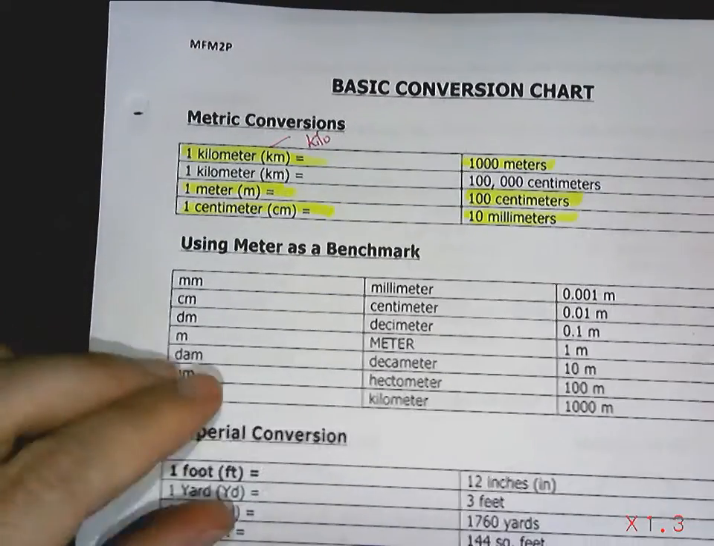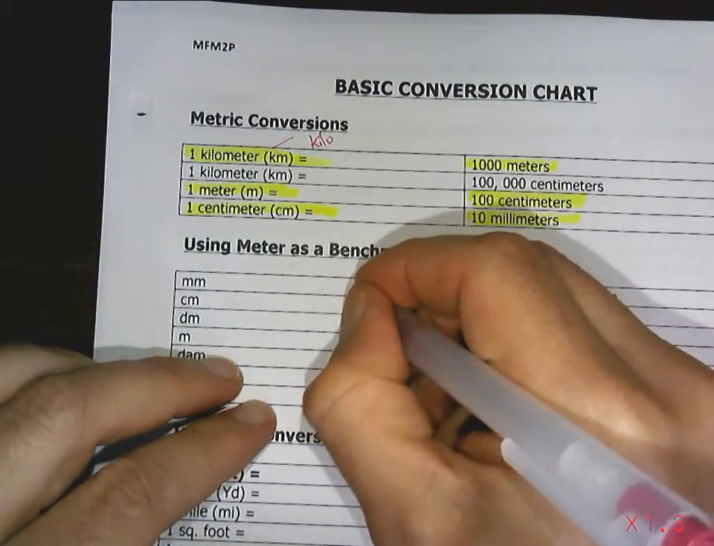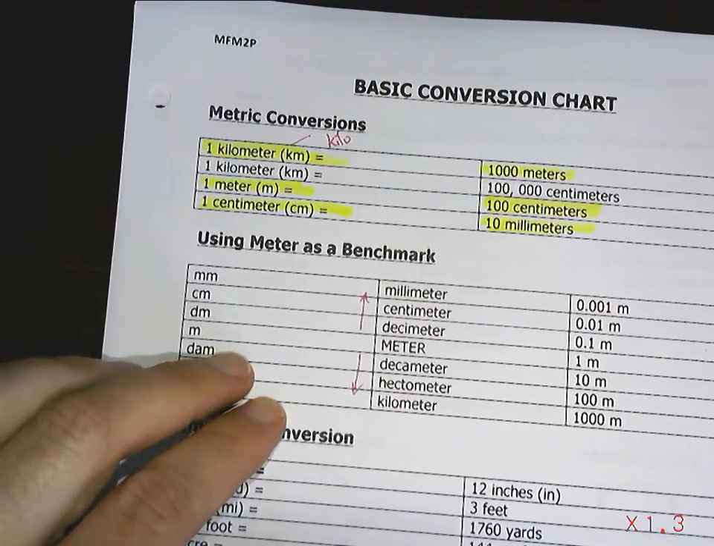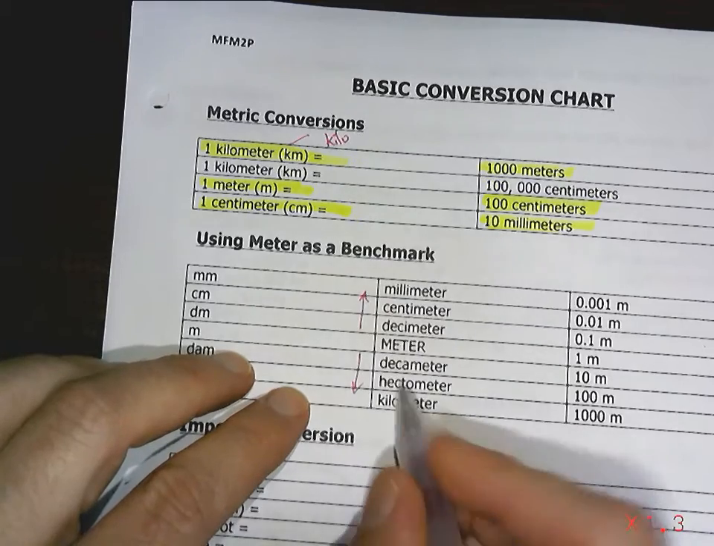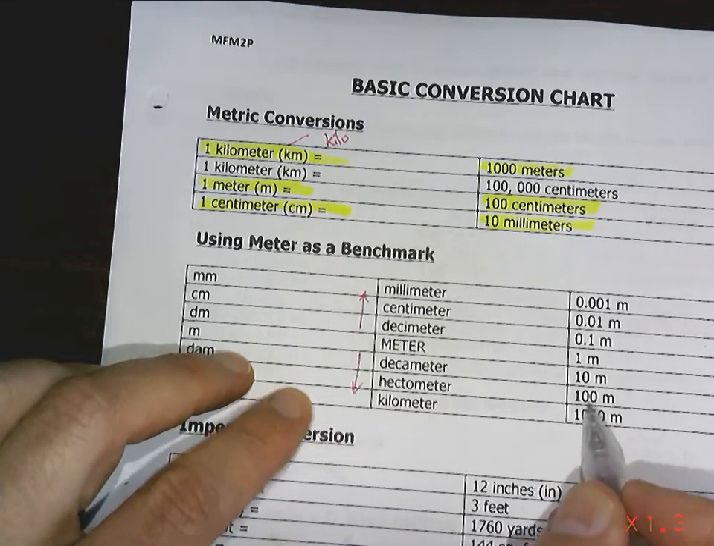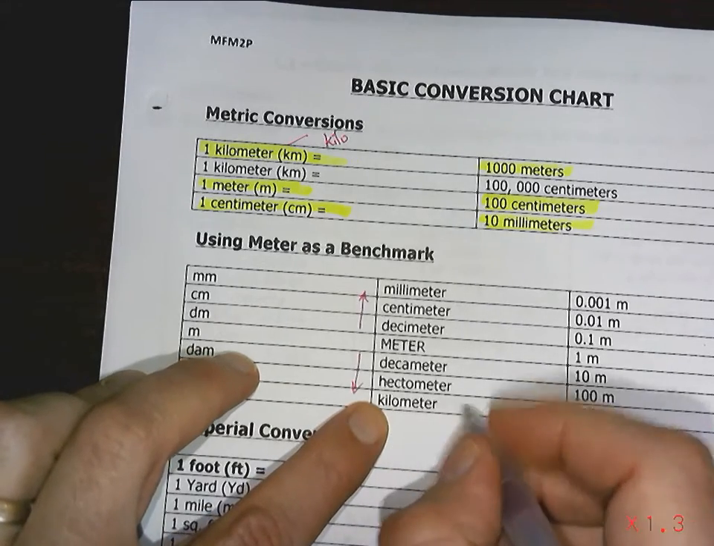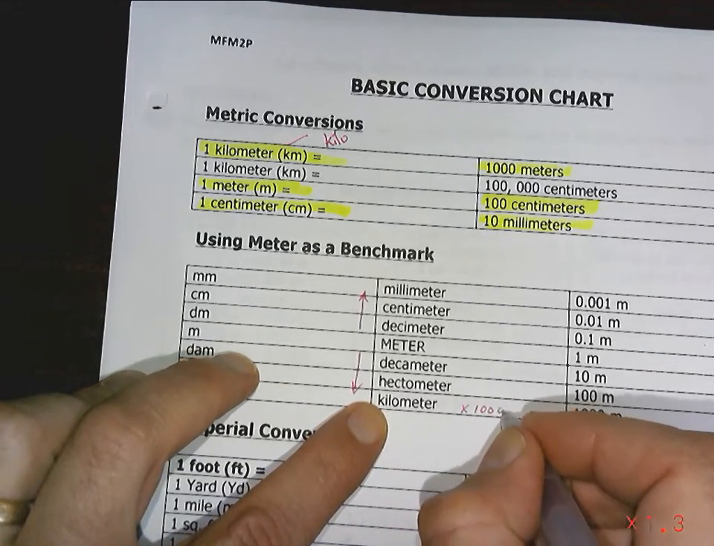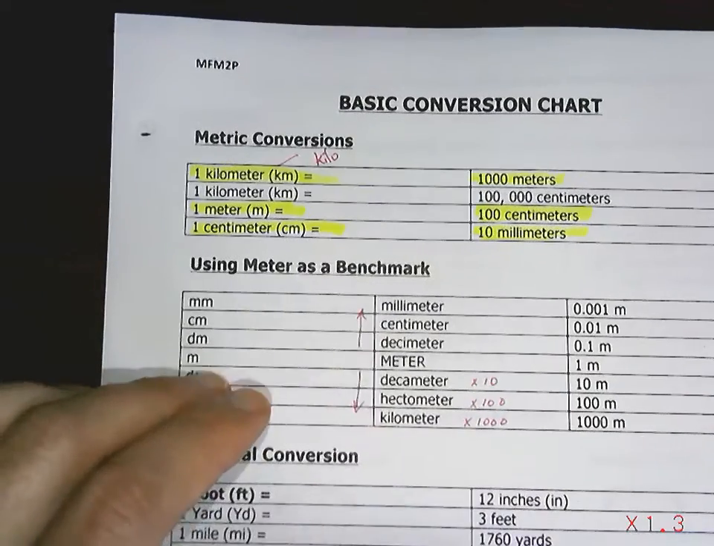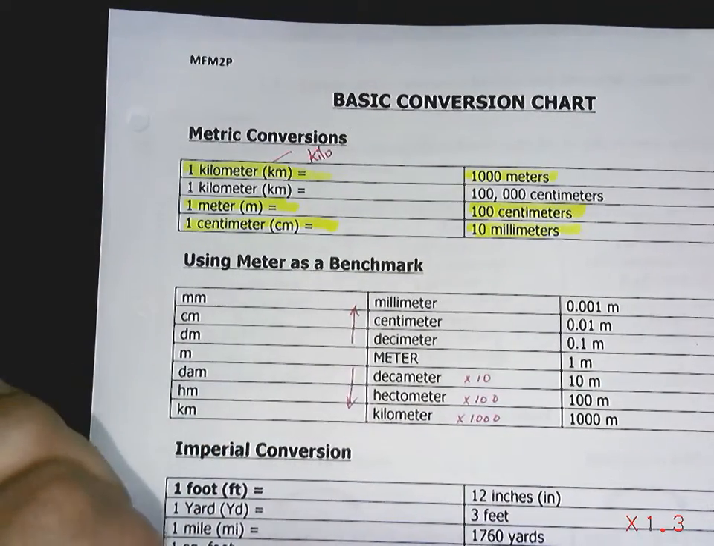Using the meter as the benchmark, we go up and down from the meter in powers of 10. That's what's so neat about the metric system. So a decameter means multiply by 10. A hectometer means multiply by 100. And again, a kilometer means multiply by 1,000. So that's how that works. We don't use the decameter and the hectometer an awful lot.